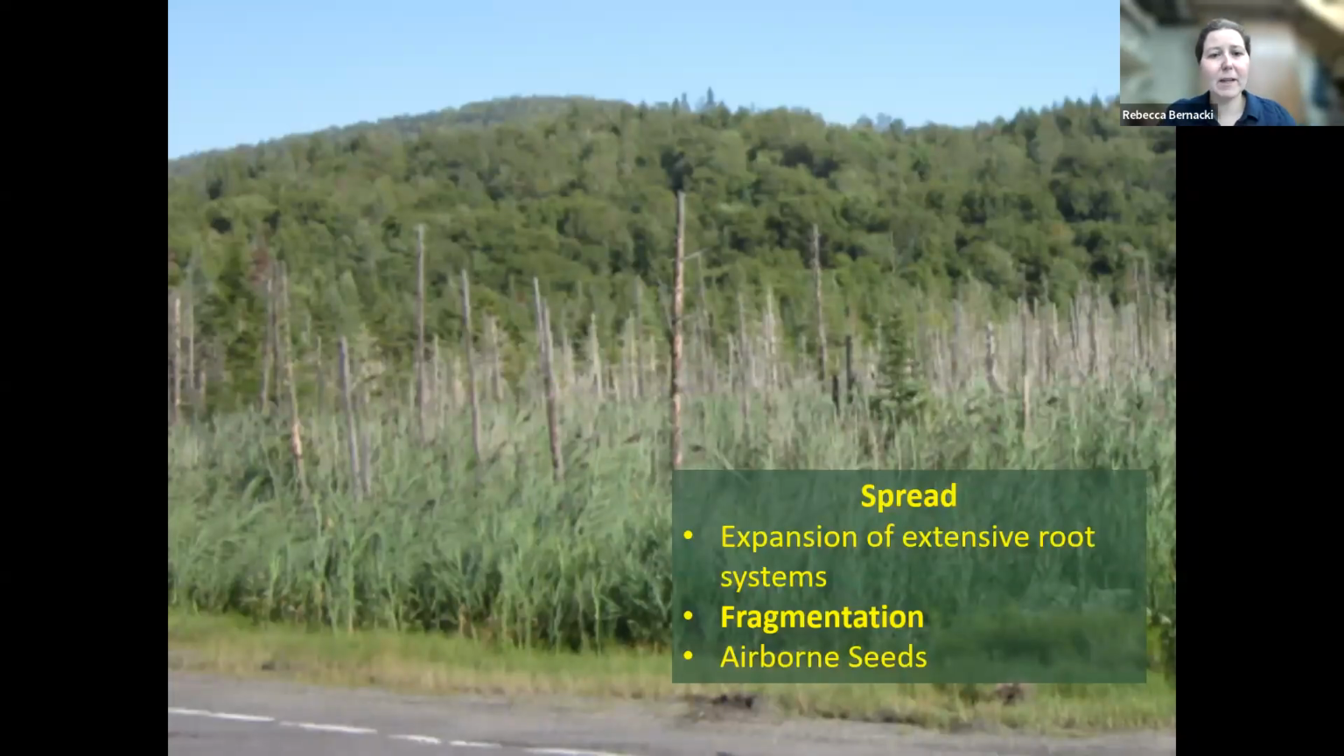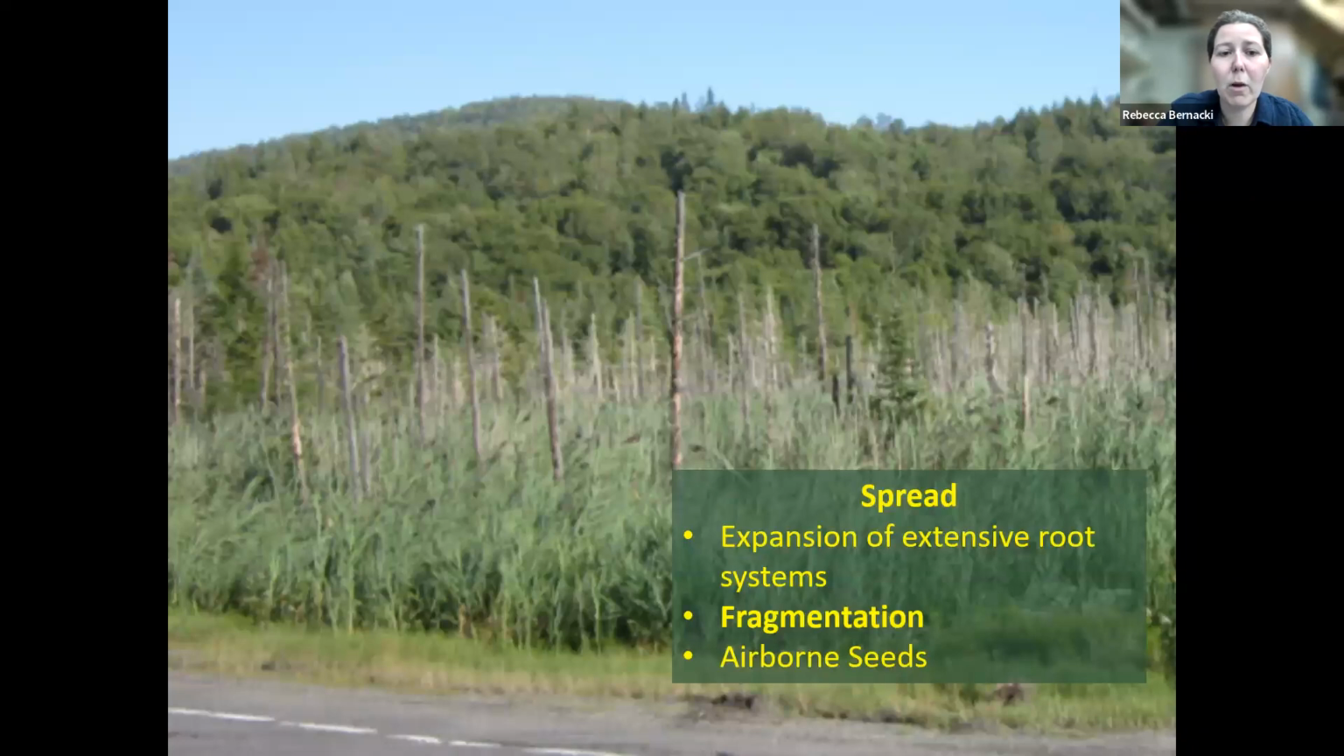How does this guy spread? The main way this spreads is through an expansion of its extensive underground root system. These guys get root trailers, like if you grow strawberries, that help it spread. The main way it's spread through human-mediated change is going to be through fragmentation. A piece of Phragmites as small as 1 inch can cause a new plant.